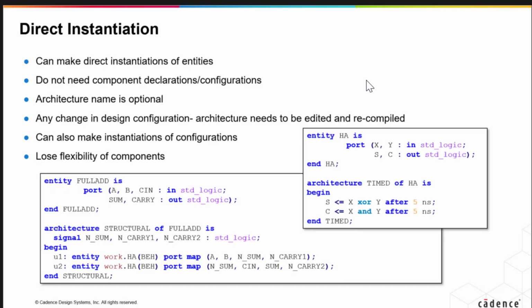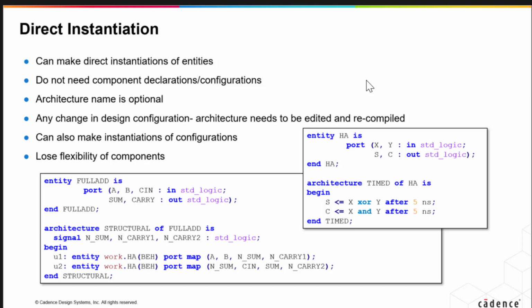From VHDL 93, configuration information can be included in a component instantiation. No component declaration is required in the architecture. Instead of instantiating a component declared in the architecture, we can directly instantiate an entity/architecture pair, or configuration. Since these are direct instantiations built into the architecture, the architecture will need to be edited and recompiled to modify the design configuration.